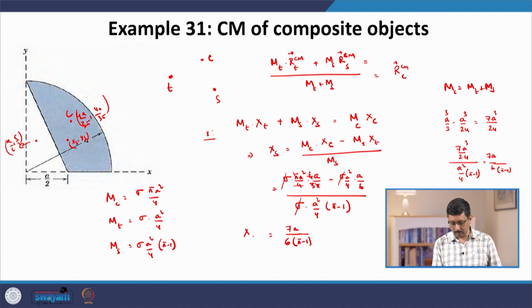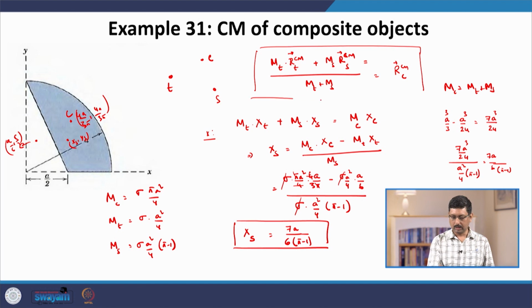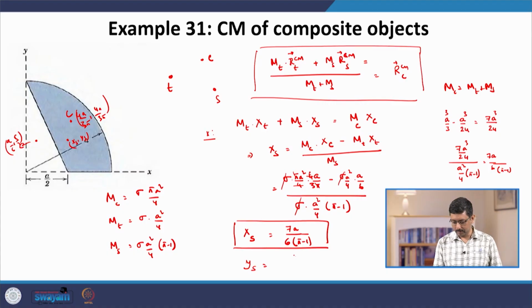So, this is the location of the x coordinate of the center of mass of the shaded region. Now, I put it as a take home exercise: you can start from this equation, solve for the y coordinate of the shaded region, and show that this is going to be a by pi minus 1.